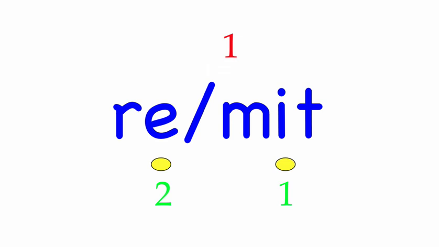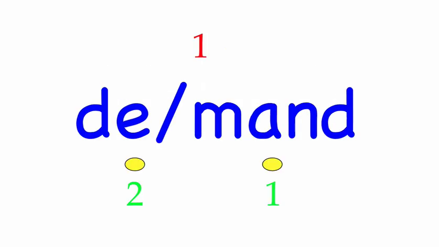Row 7. Demand. There is a great deal of demand for that product. Demand. First syllable D, two sounds. D, E. Mand, four sounds. A, N, D. Demand. Mark the word.